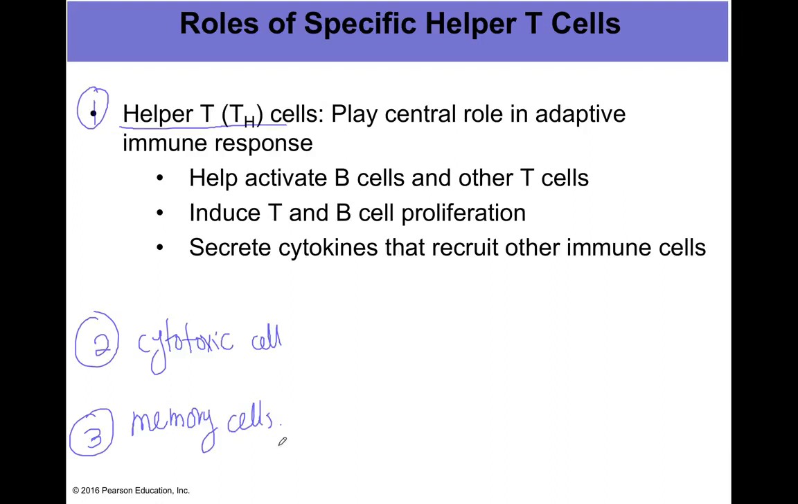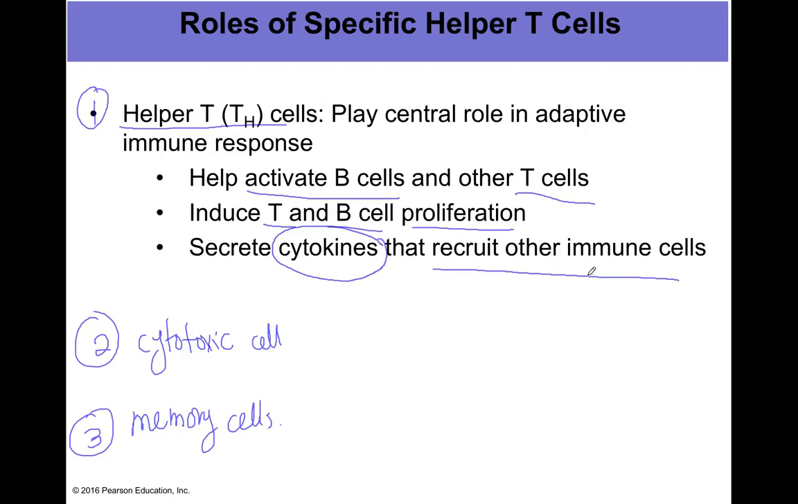Now, what is the function of the T helper cell? Why is it so important? It activates B cells and other categories of T cells. It helps both the T and B cells to proliferate. And it secretes something called cytokines, which are going to recruit other immune cells.